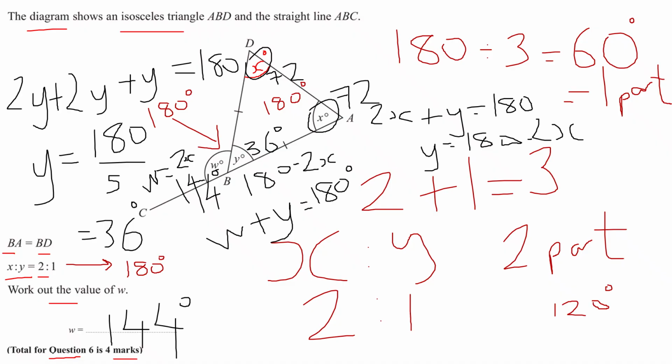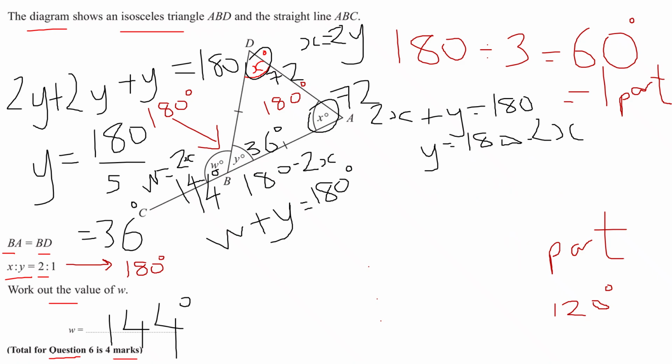So I'll form an equation based on that. If x is 2y, which is x is double y, then I can make an equation for 2x plus y equals 180, replacing x with 2y. So we have 2 lots of 2y, which is 4y, plus y makes 180. So ignore this part here, because that's not really relevant anymore. But we got there in the end.